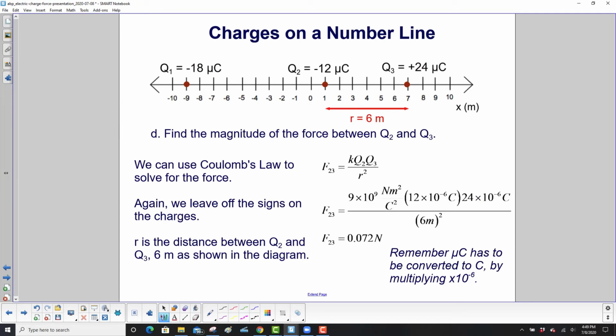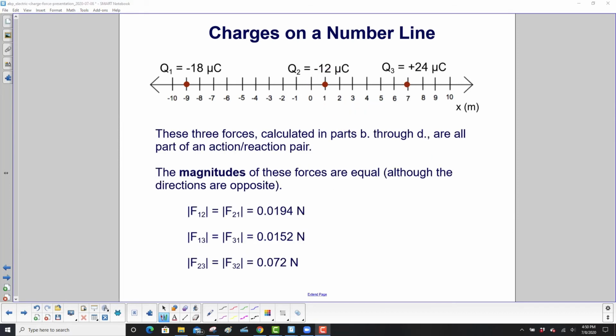And finally, the only pair we're missing now is the force between Q2 and Q3. And what's their distance? Well, this is at 1, this is at 7, so 7 minus 1. The distance between them is 6. Coulomb's law. Here's k, charge 2, charge 3. And again, we have the 24 times 10 to the -6 coulombs because it's microcoulombs. And we get the force is 0.072 newtons.